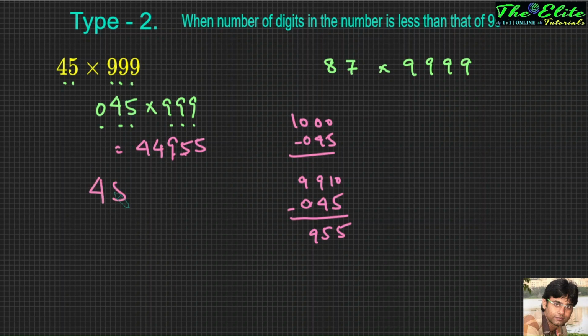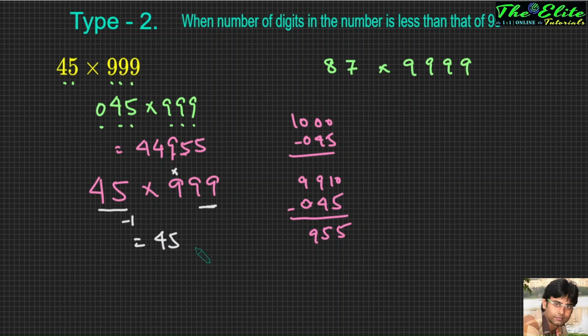For example, 45 is multiplied by 9, 9, 9. So you do one thing. How many digits are there in the number? 2. Okay, so from right, you just mark the same number of 9s. And see what is extra. How many 9s are extra? 1 nine is extra here. Okay, I'll mark that. And follow the rule of type number 1. The rule said that you will subtract 1 from the given number. So you will write 44.